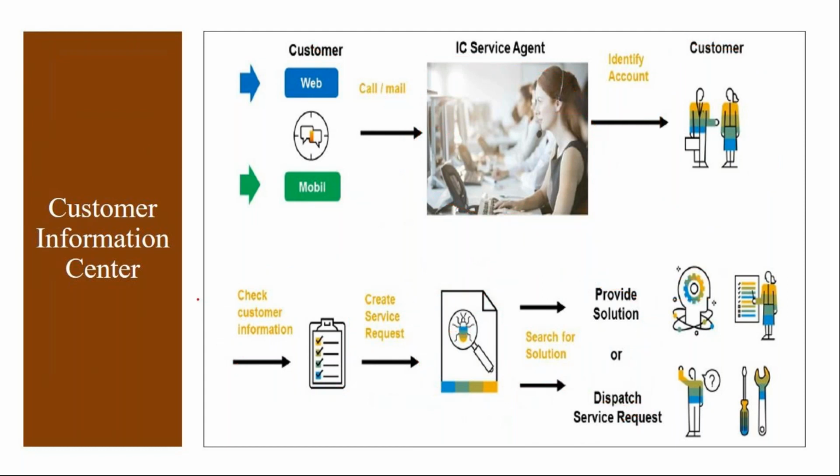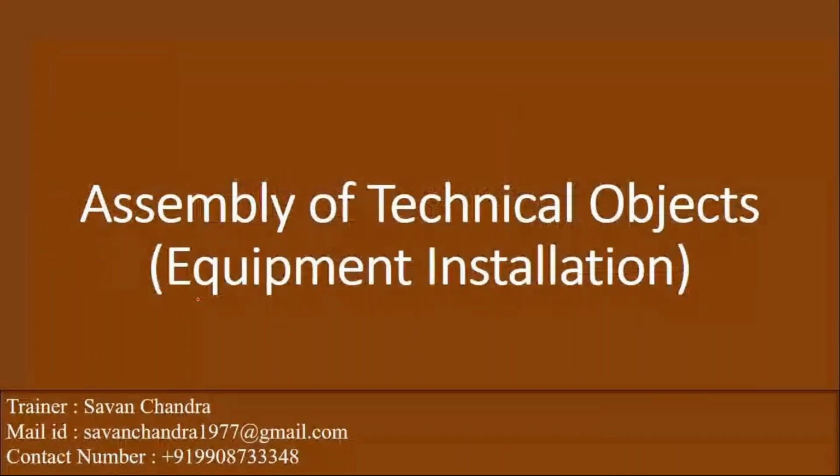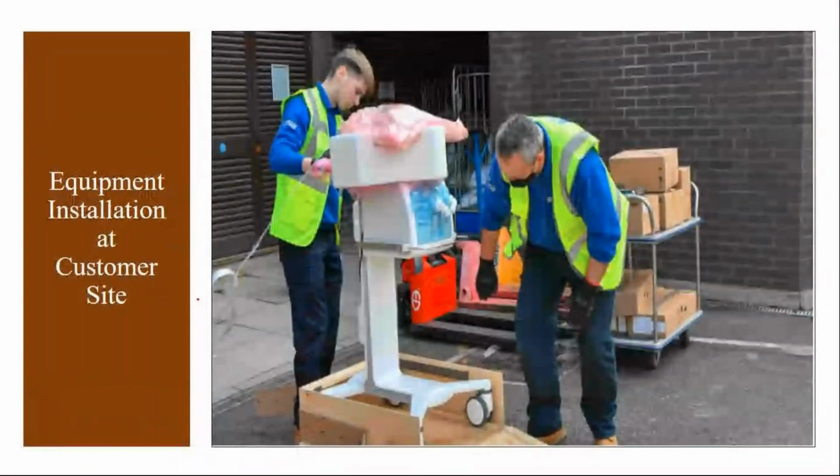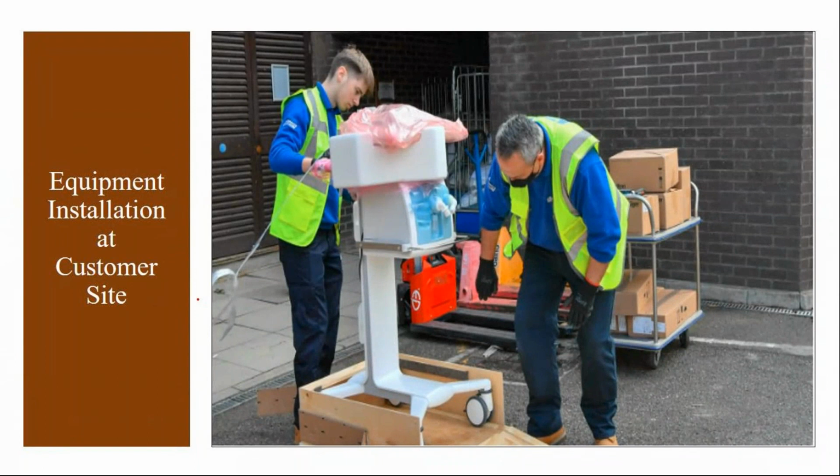Okay. Next one, assembly of technical objects. This is nothing but equipment installation at the customer place. Next business process. So here what happens? Customer will buy the product from you. You deliver the product. Then the customer says you send a technician to my place. Okay, you have an appointment on that particular day at a particular time. You send the technician for the installation.